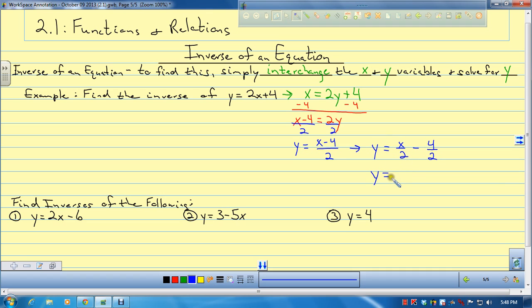I don't really like it like that because I want it in mx form. So the m would be 1/2, right? That's 1 over 2, and then I'm multiplying that by x. So now my slope I can see is 1/2, and minus 4 over 2, which is 2. So that's how you would do that. You swap the variables and then solve for y.